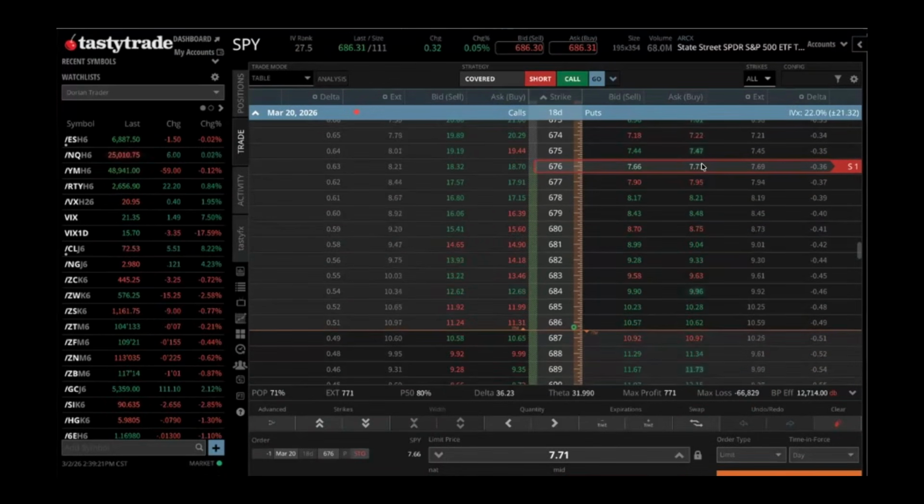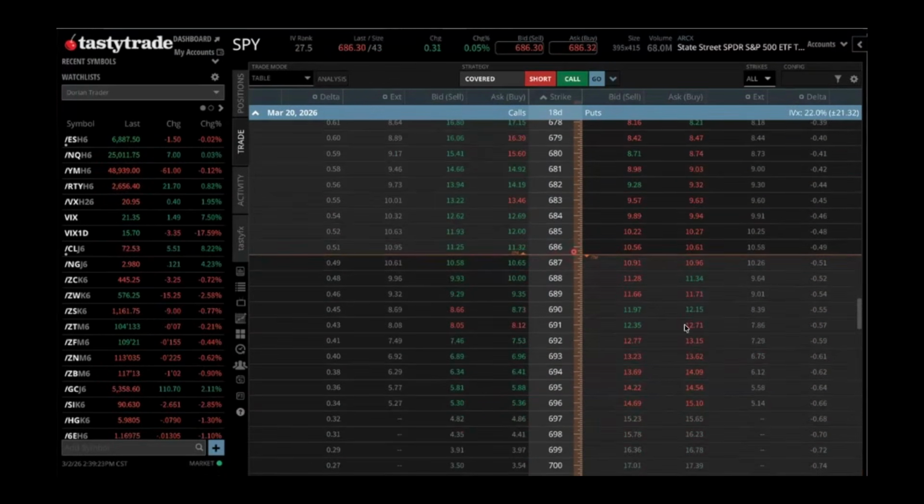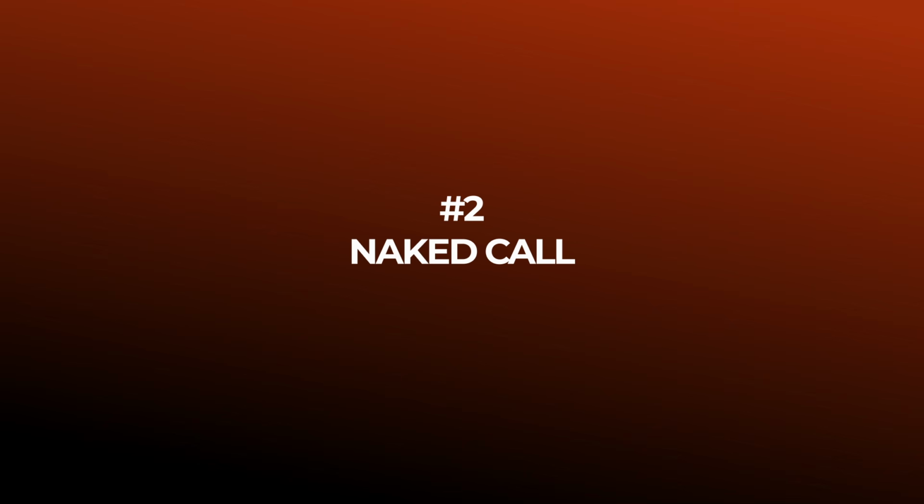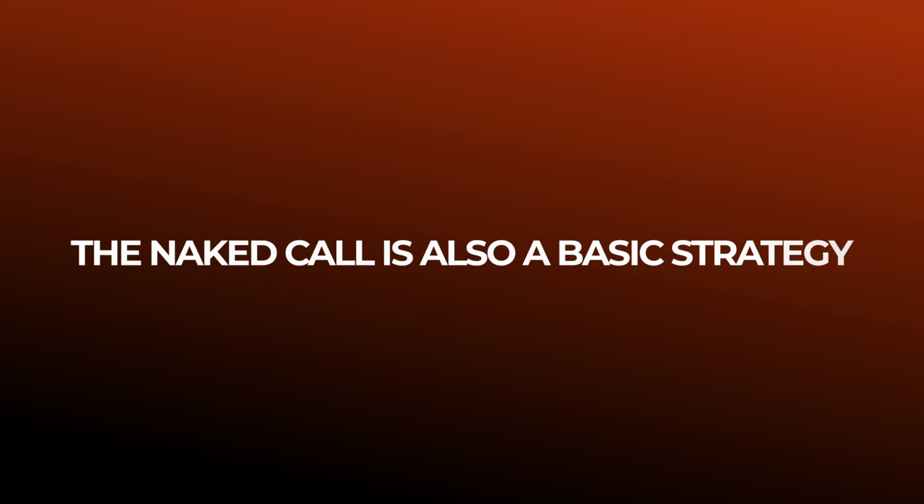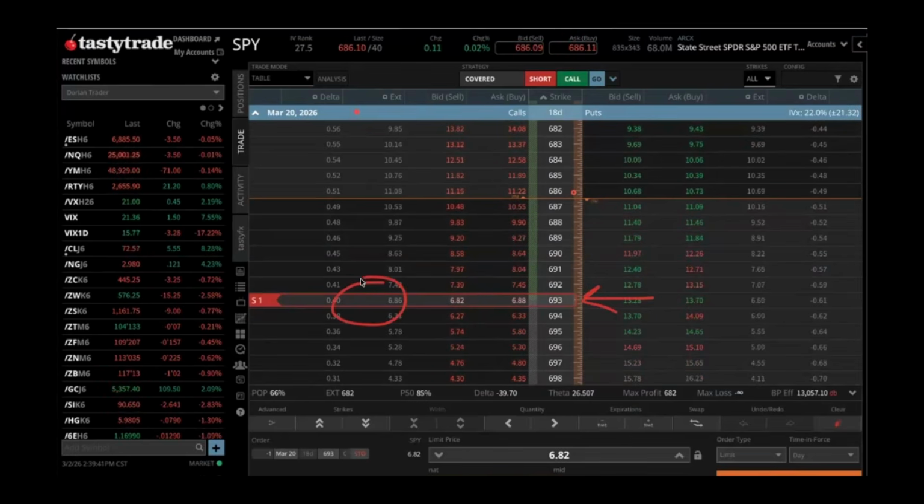If we come over here and we sell a call, let's say a naked call, let's say we sold it at this 693 strike. Well, this right here is also a basic strategy. We like to say here at Dorian Trader, it's a basic strategy with advanced risk, but it's a basic strategy. When you sell a call, you have an obligation to sell the shares at the strike price. Okay? You technically have unlimited risk to the upside when you sell a naked call.